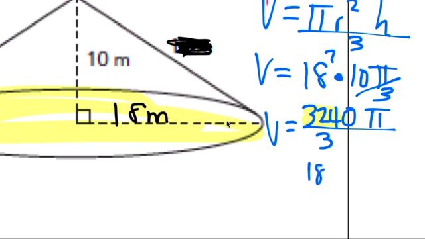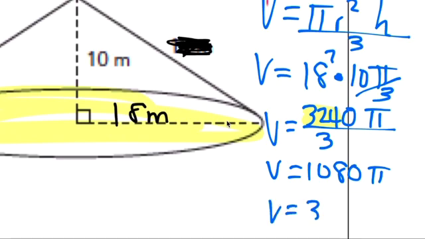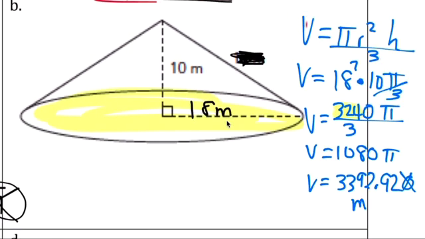1080 pi. And then I multiply that to pi. I get 3392.92. It's a 0, so the 2 stays the same, meters cubed. Okay?